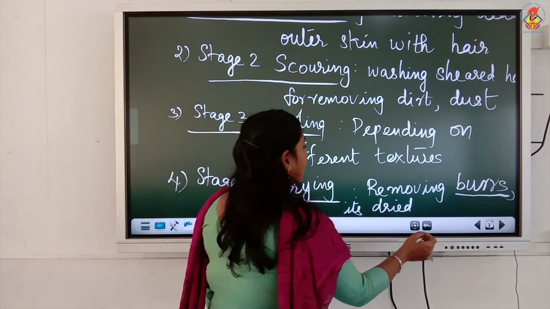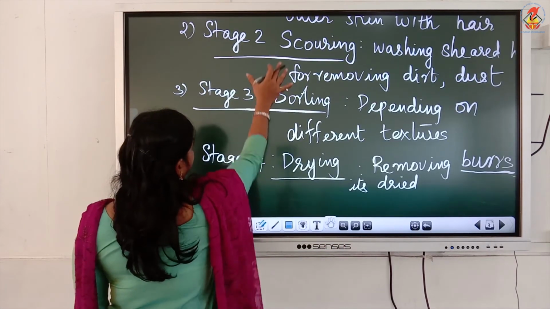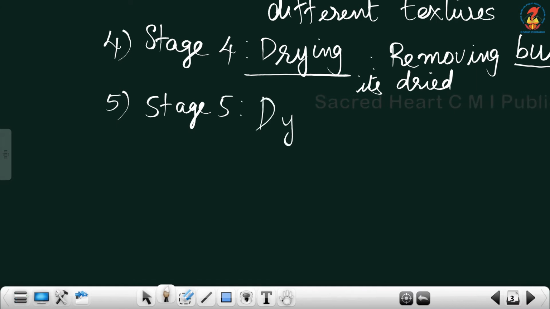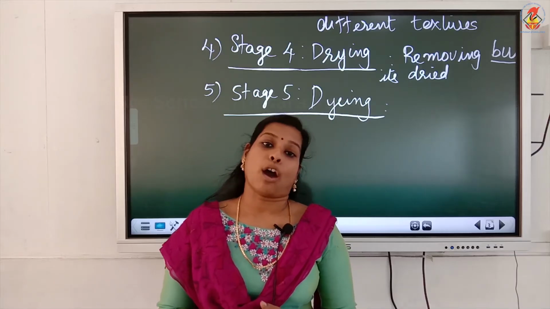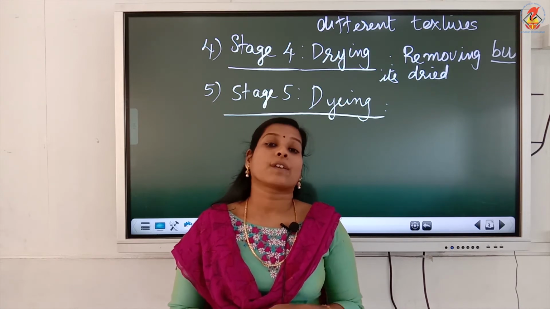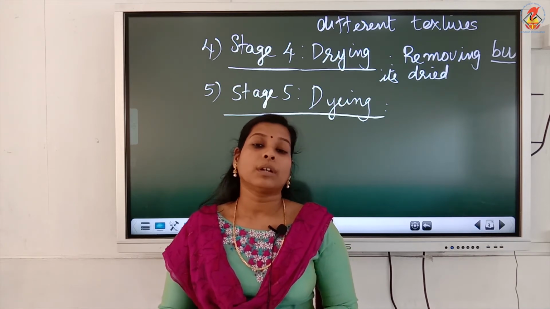Then we can move to the fifth stage, stage 5, that is dyeing. Have you heard about that word dyeing? Dyeing means giving different colors. Normally we are getting the wool from sheep, and normal colors of sheep are white, brown and black, isn't it? So, if we want to give other different colors, definitely we have to dye it.